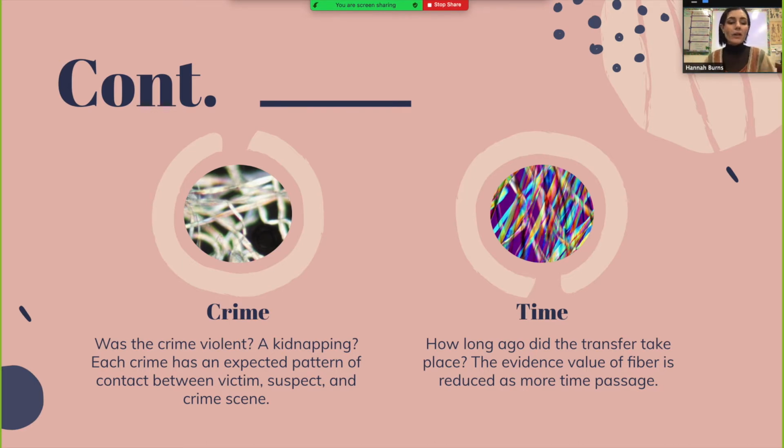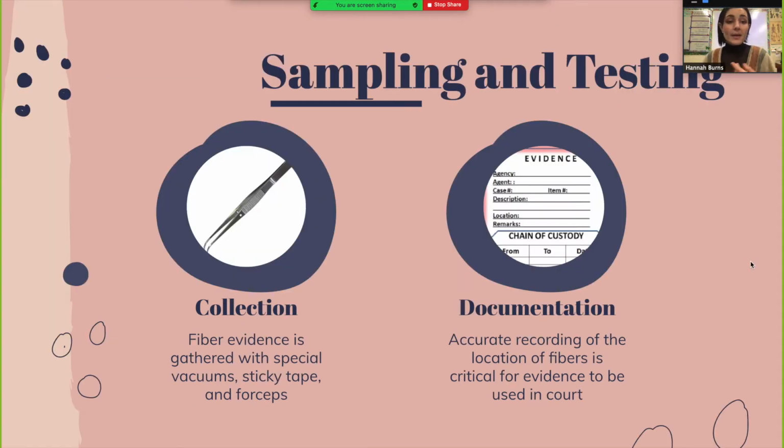And then time. How long ago did the transfer take place? So the evidence value of fiber, as we had just learned, is reduced as more time passes because there's a higher chance that it could have been either lost or contaminated. When we are sampling and testing fibers, fiber collection is normally gathered with special vacuums that maybe have some kind of mechanism on the hose in order to collect the sample but not actually suck it up into the bag. Or you might inversely get a brand new bag to use the vacuum so that all of the fibers you get end up in that bag, and then you can filter through it that way.